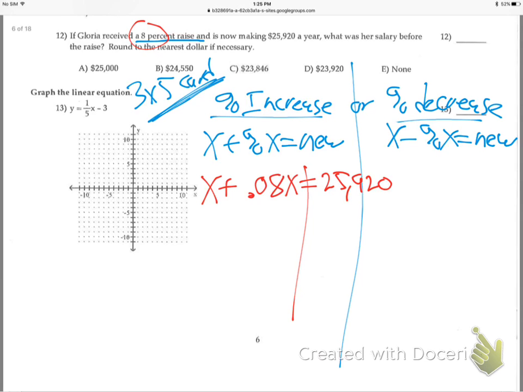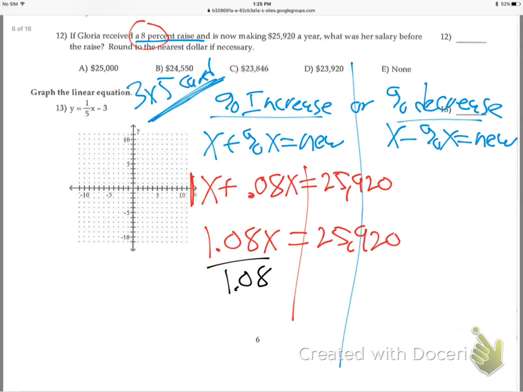How do you solve that? This is a 1x and a 0.08x. So it's 1.08x equals 25,920. How do you solve for x there? Divide by 1.08. And x is, I guess that's the 24,000. Is that what it is? Which is none of the above. Tricky again. None of the above. 24,000. Questions on that?